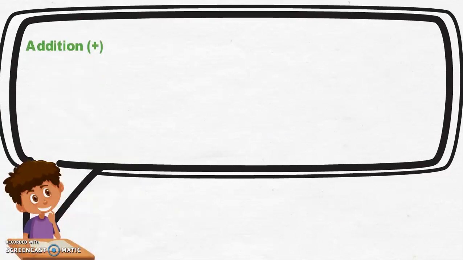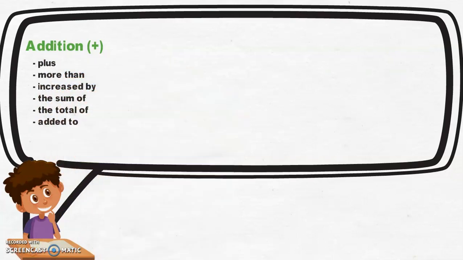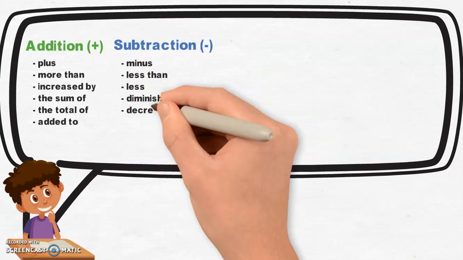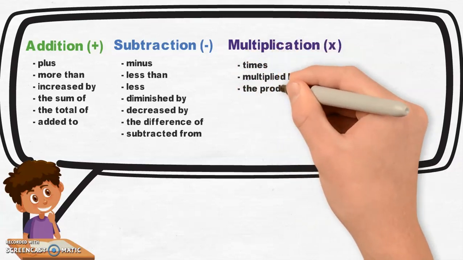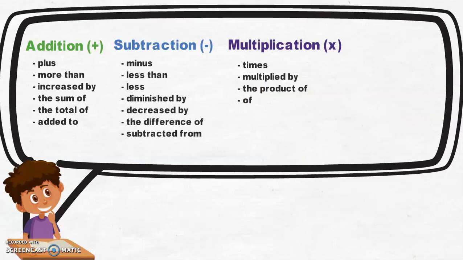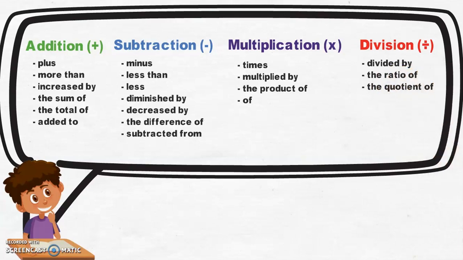For addition, we have plus, more than, increased by, the sum of, the total of, and added to. For subtraction, we have minus, less than, less, diminished by, decreased by, the difference of, subtracted from. For multiplication, we have times, multiplied by, the product of, or of. And lastly, we have division: divided by, the ratio of, the quotient of. These are phrases that we can use to translate verbal phrases into mathematical phrases.